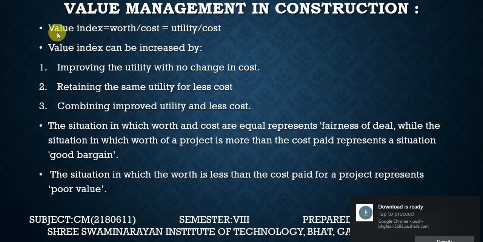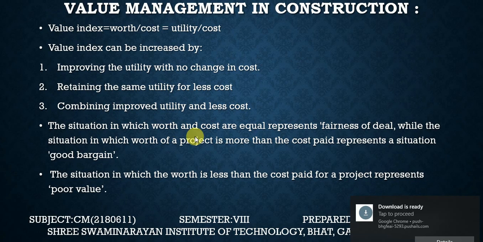Value management in the construction. The value index is equal to worth divided by cost, which is equal to utility divided by cost. Value index can be increased by improving the utility with no change in cost, retaining the same utility for the least cost, or combining improved utility and the least cost.